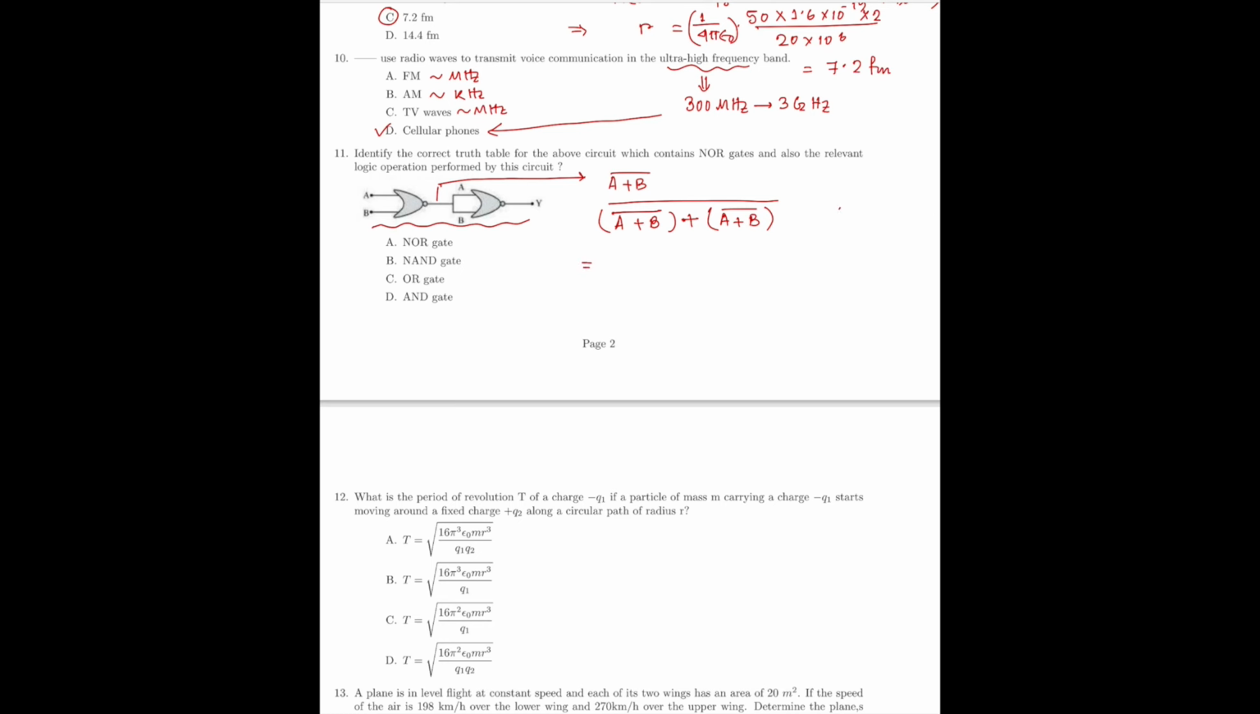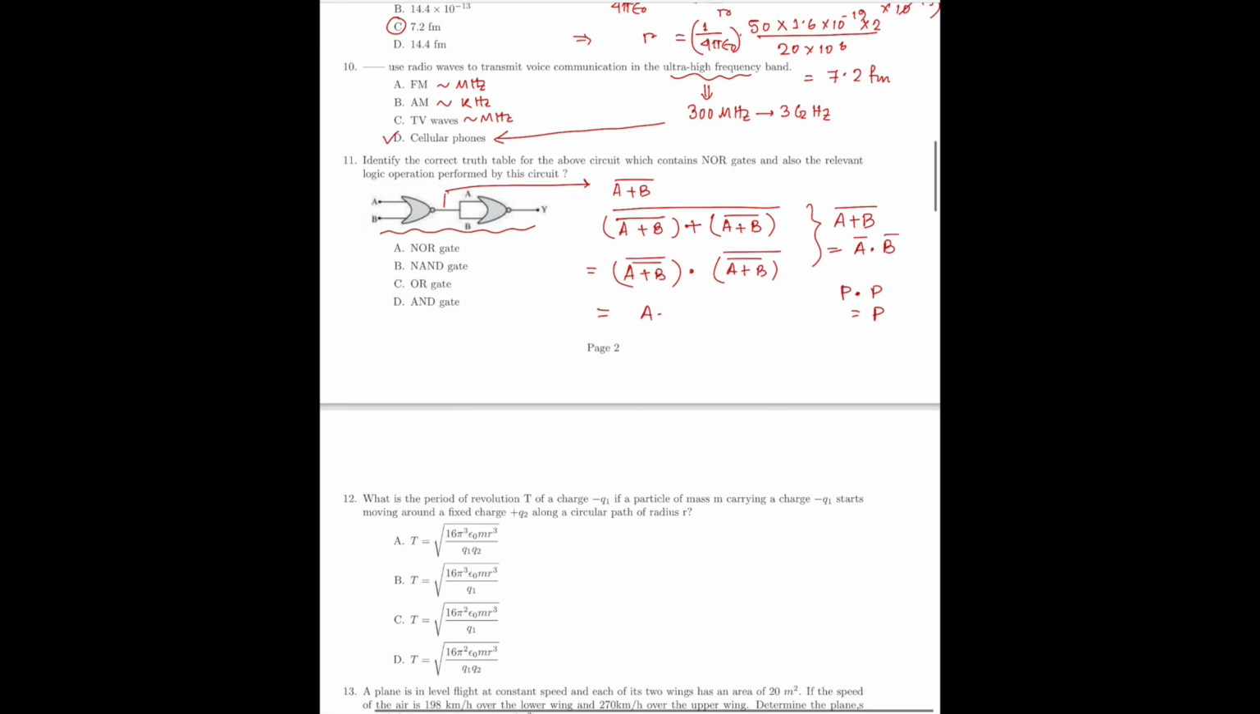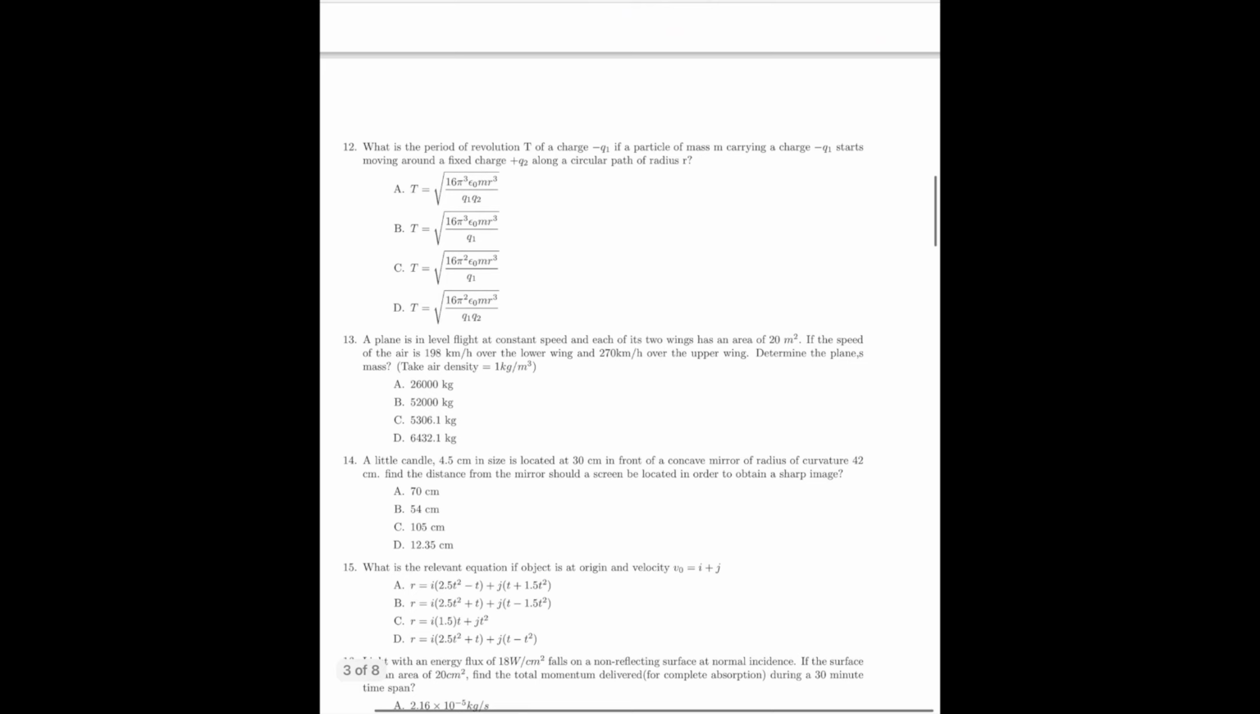So using De Morgan's rule, (A or B) whole bar is A bar and B bar. So this can be written as (A bar, B bar) whole bar and (A bar, B bar) bar, whole bar. So as we know, P dot P is basically P, that is P and P is P. So the result is A or B. OR gate is the correct answer.